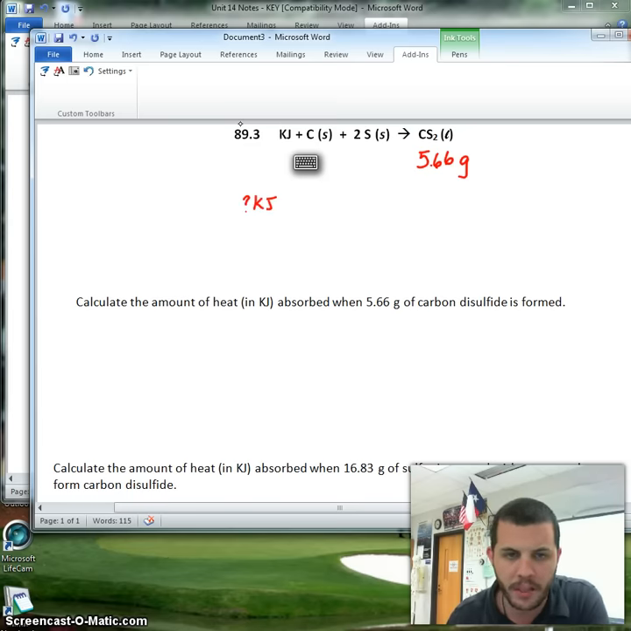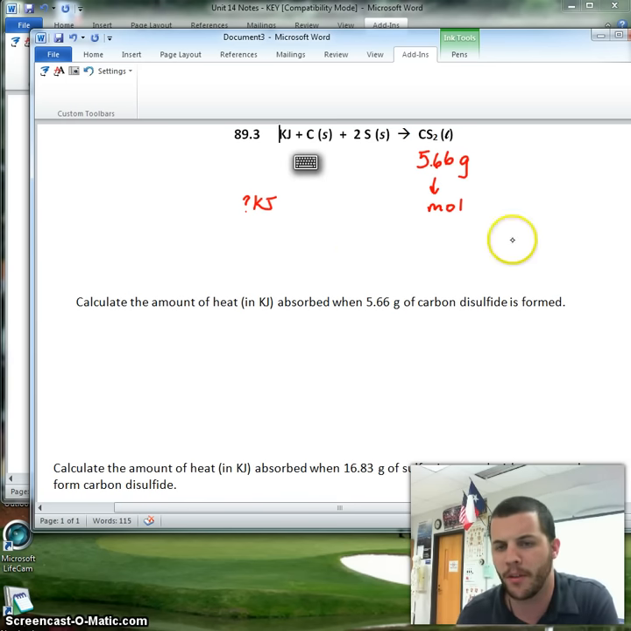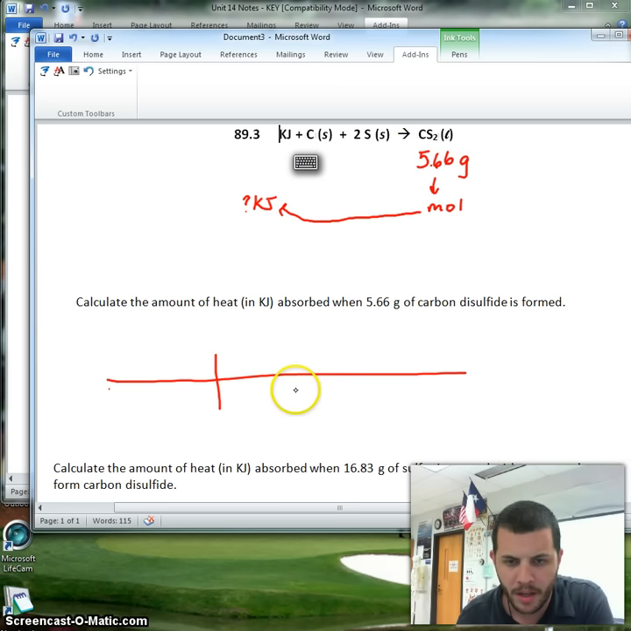Now this looks like a problem that we've seen before. I can go from grams to moles, but now instead of going from moles to moles, I don't really have moles of energy. So I'm going to go from grams to moles, and then I can go from moles straight to kilojoules by modifying our T-chart just very slightly. Let's go ahead and make a T-chart now for this problem.